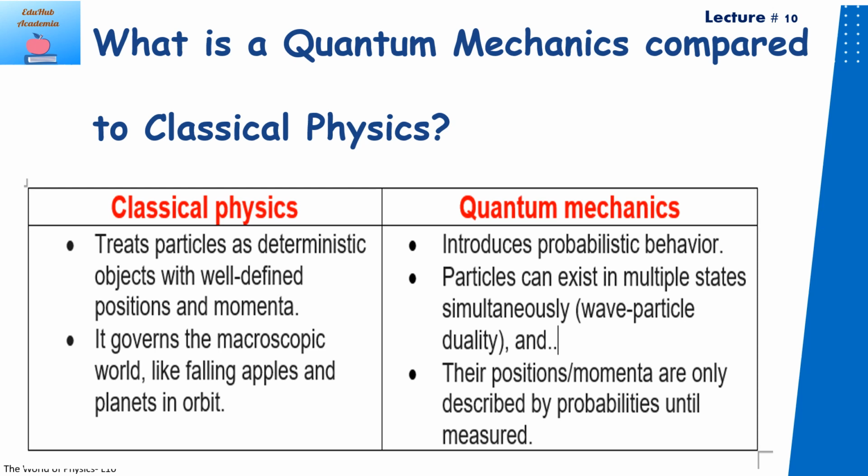Quantum mechanics, which deals with the microscopic world, introduces probabilistic behavior of particles. Those particles can exist in multiple states simultaneously. And they are waves and particles at the same time, which is titled wave-particle duality. The positions and momenta of particles in quantum mechanics are only described by probabilities until measured.